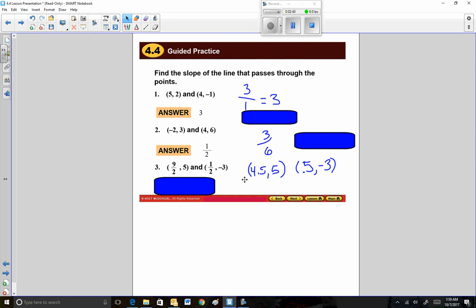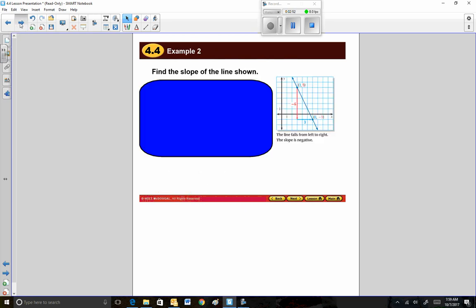You can do the same thing with these, and you will find the difference between 5 and negative 3. 5 going backwards to negative 3. And you will find the answer is 2. All right, let's try the next one.